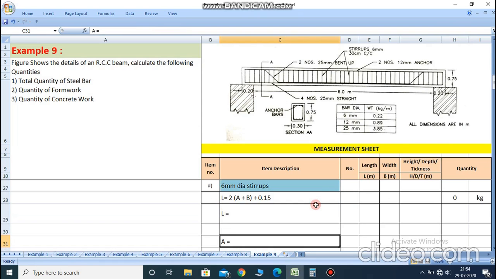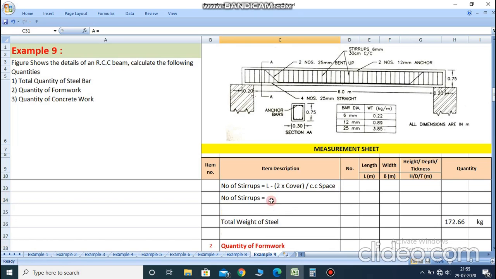Now we are finding out the stirrups. For finding out the stirrups, first we find the length and width of the stirrups, and also the total number of stirrups required. So first we find the total number of stirrups required. Here the total number of stirrups is (L minus 2 times cover) divided by center to center space.